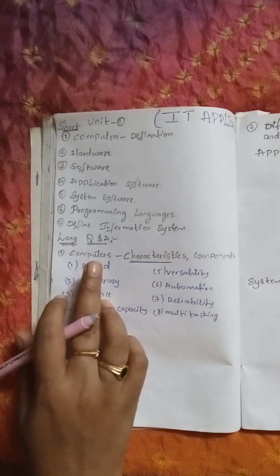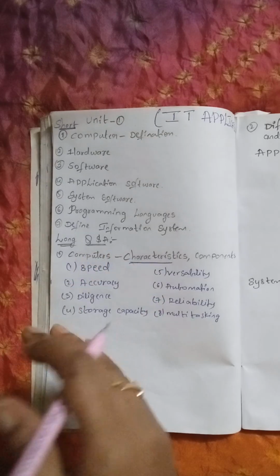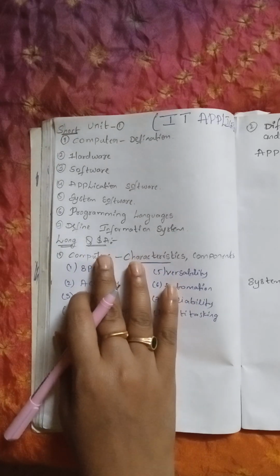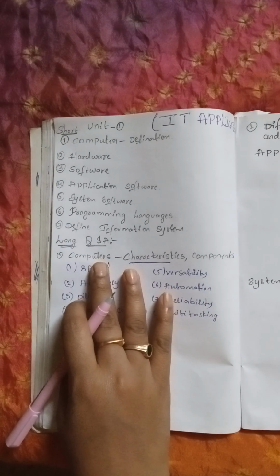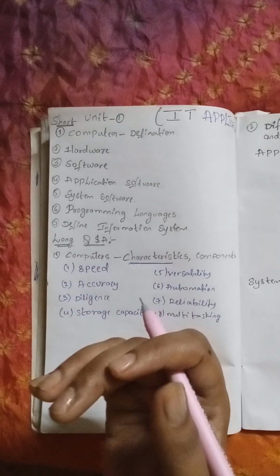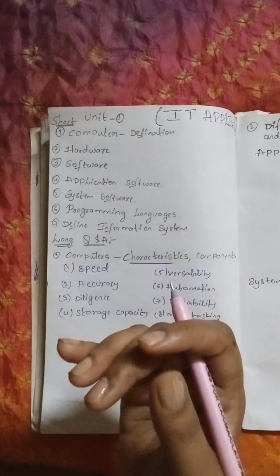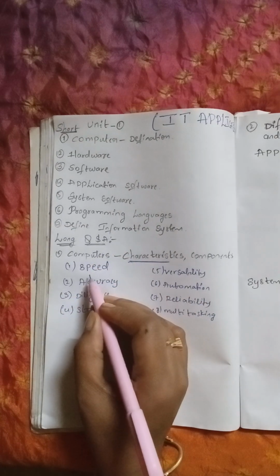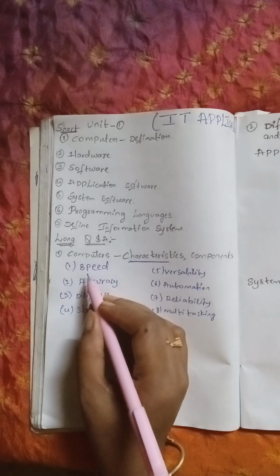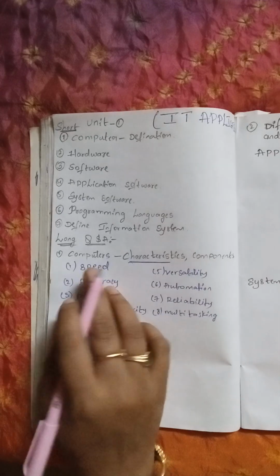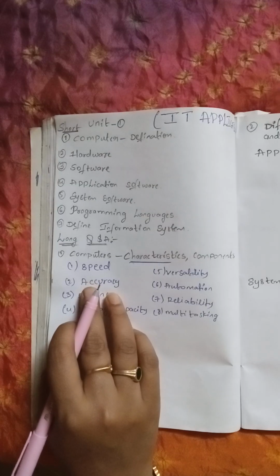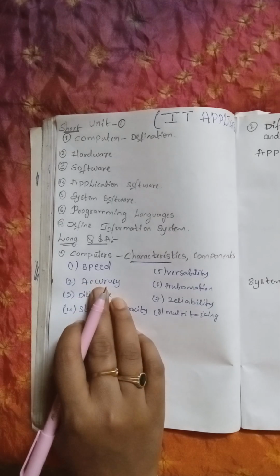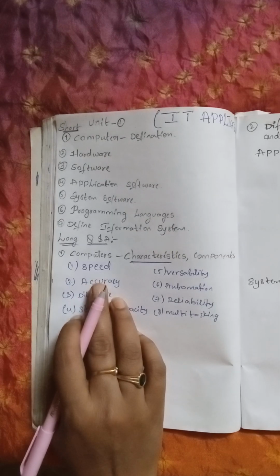So if you are asked to define computer and write about its characteristics: computer means what? It is an electronic device, an electronic machine where we give input and in the form of information we get the output. Now the characteristics. The first point is speed. Speed means a computer performs millions and billions of calculations per second. The second one is accuracy. It gives correct results if the input and program are correct.